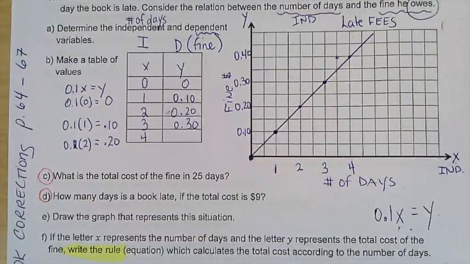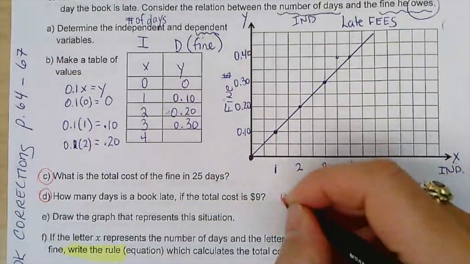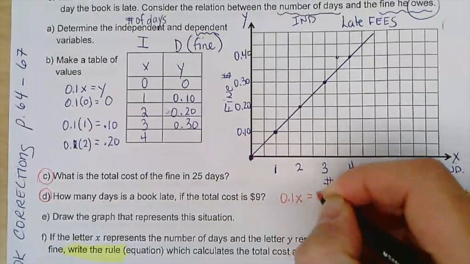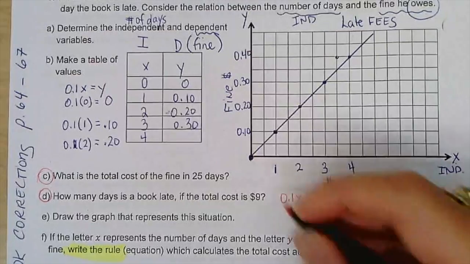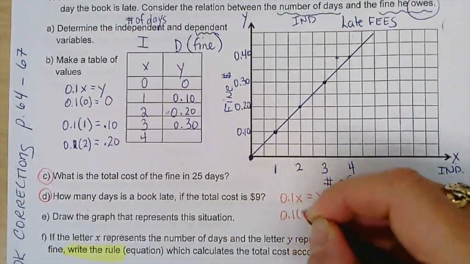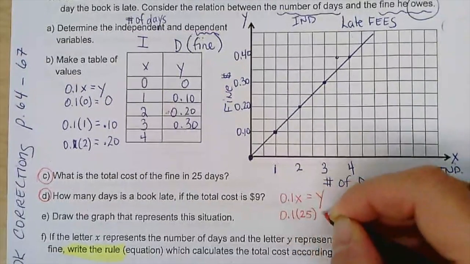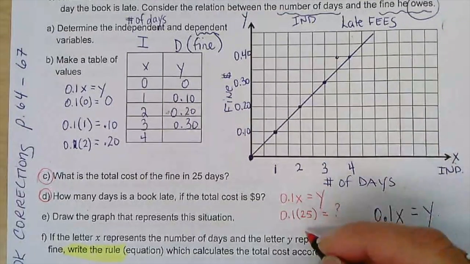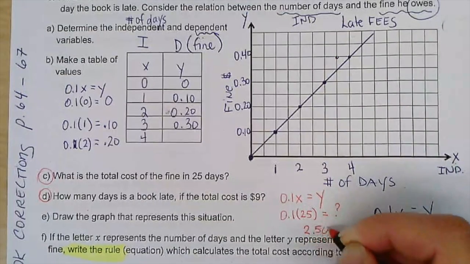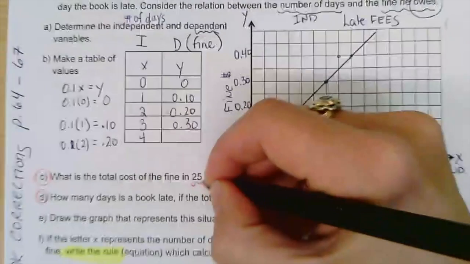C says, what is the total cost of the fine after 25 days? Again, when you're doing this test, I want to see the rule first. I want to see the rule. And then I want you to plug in the x with 25. So it's 0.1 times 25 days late equals how much? $2.50. And that's how much he will pay for 25 days late.